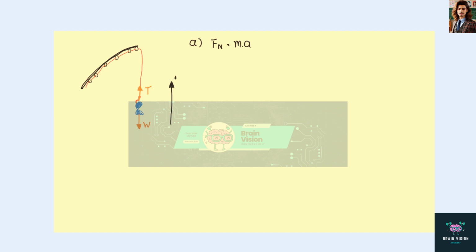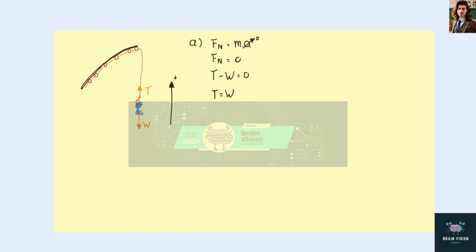If the fish is being pulled up with a constant velocity, its acceleration is equal to 0. Then the net force that acts on the fish is equal to 0. But the net force is composed by two forces. The tension force that is pointing up minus the weight force that is pointing down. Then the tension force should be equal to the weight of the fish.